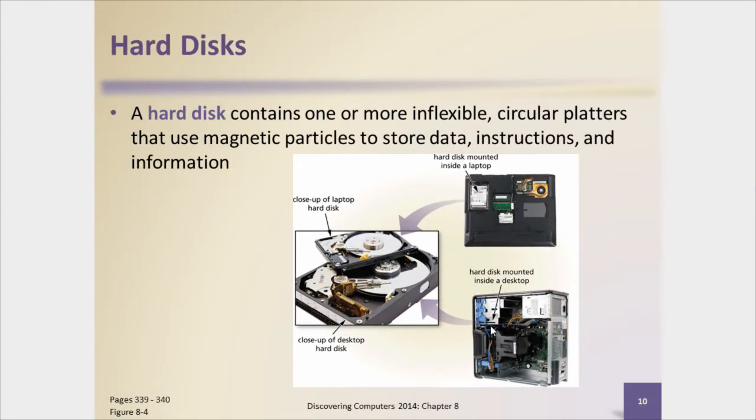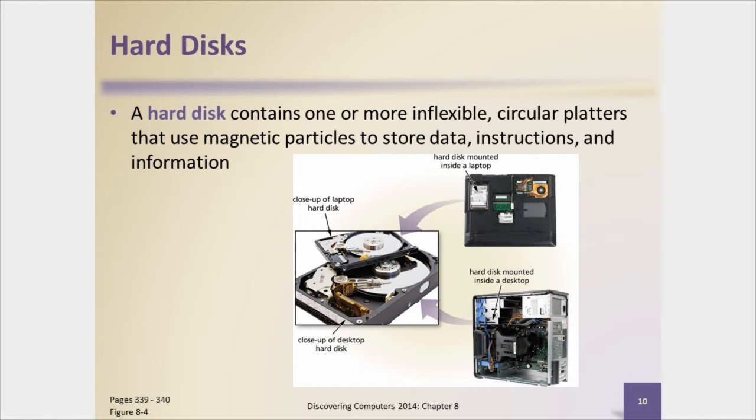Okay, so a hard disk. How does a hard disk work? Well, a hard disk has one or more inflexible circular platters that use some sort of magnetic property to be able to store data. In other words, we use a charge to manipulate the magnetic characteristics on top of the platter to be able to represent ones and zeros.